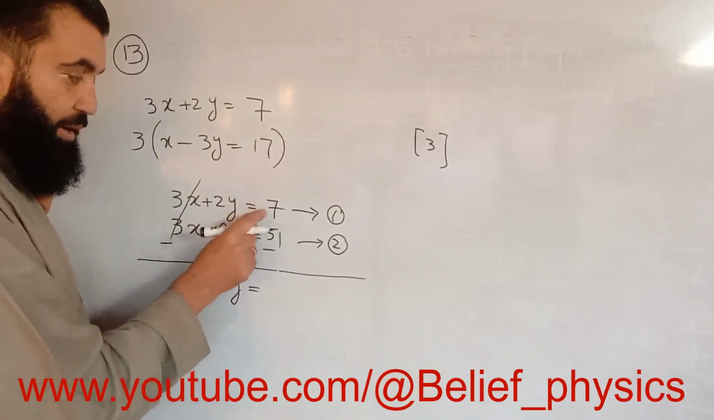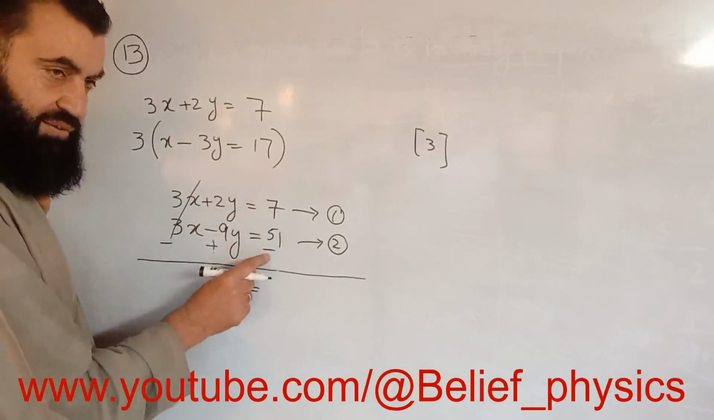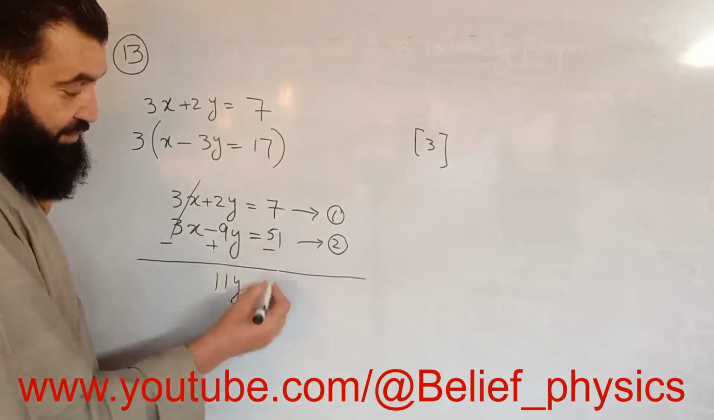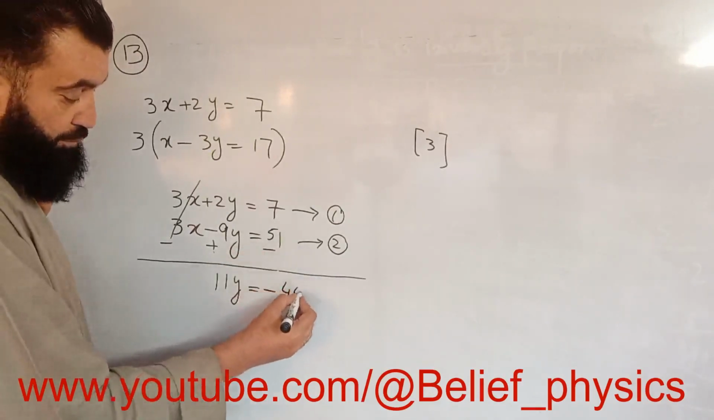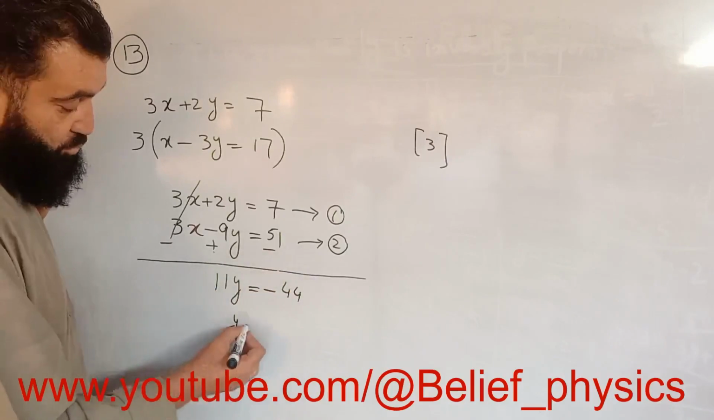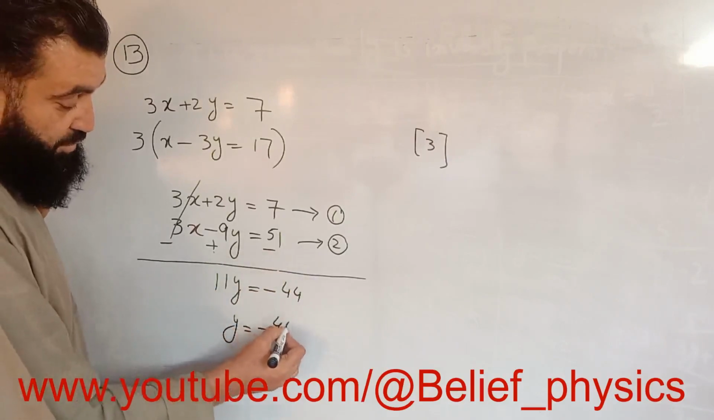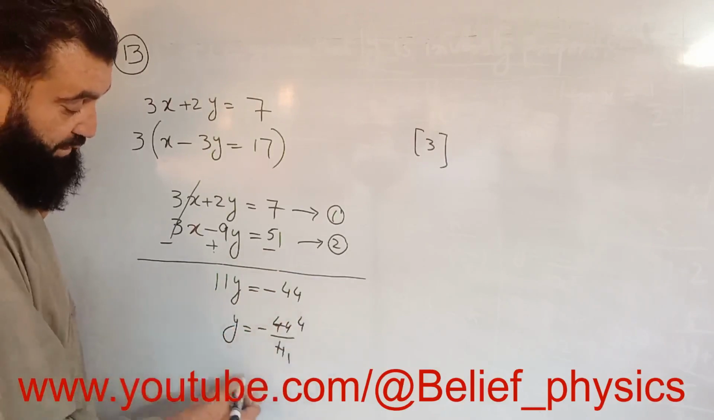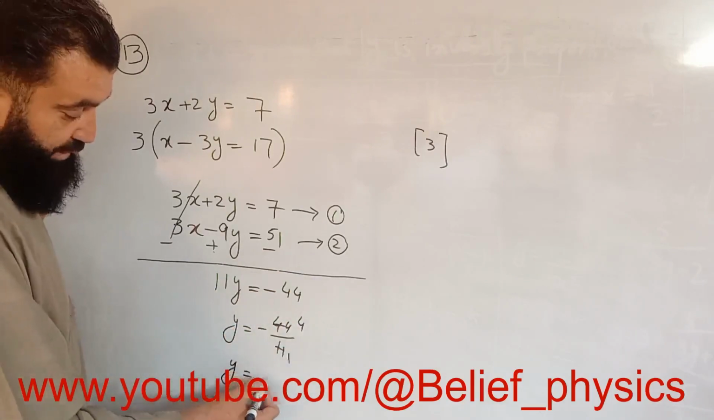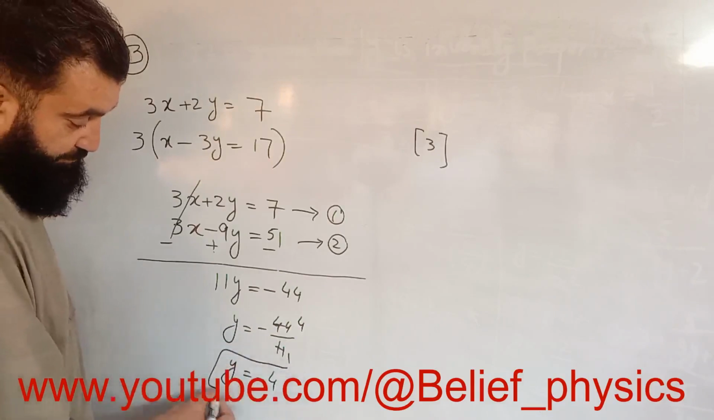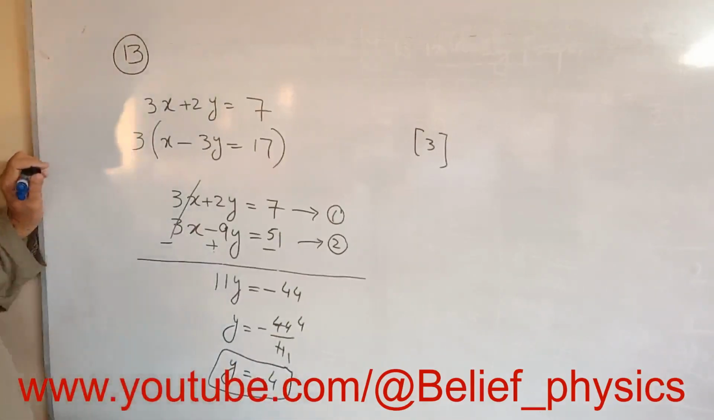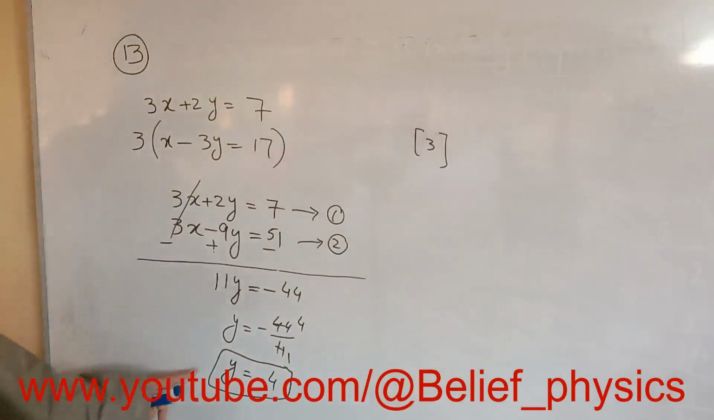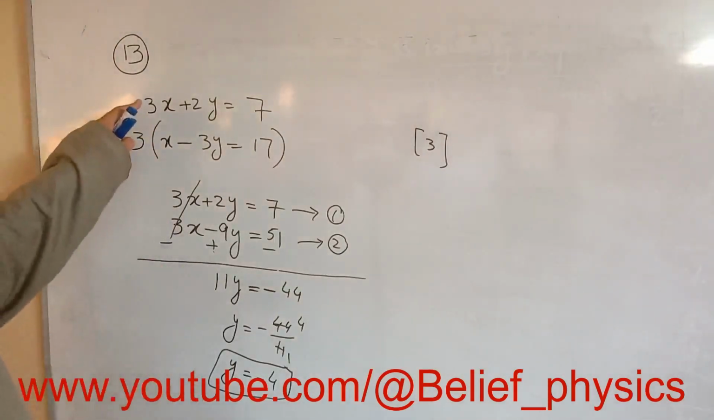We will subtract the smaller number from the bigger number. The sign will be of the bigger number. So it is minus 51 minus 7 is 44. So y will be equal to minus 44 over 11. 11 fours are 44. Therefore y will be equal to minus 4. This is y. Now we have to find x. In order to find x, we can put this value of y in any of these equations.